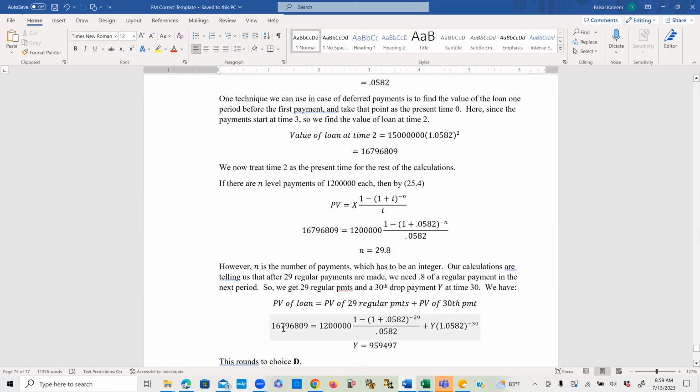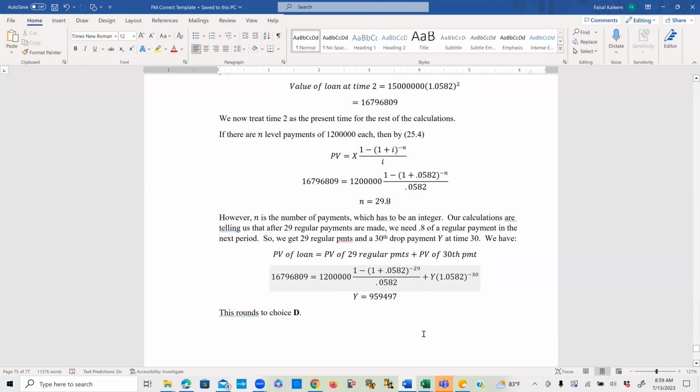So the loan is 16.8 million equals the present value of the 29 payments. We use the annuity immediate formula with 29 for the n, plus the present value of the 30th payment. That needs to be brought 30 periods back by multiplying it by 1.0582 to the negative 30. The 30th payment is the drop payment Y. So this equation gives us Y equals 959,497. That rounds to choice D.